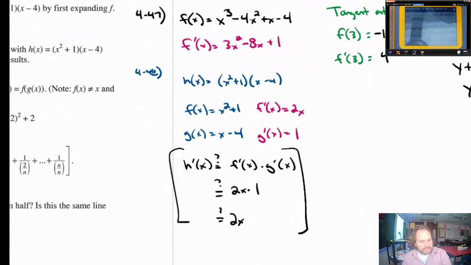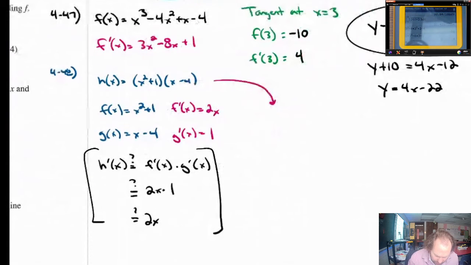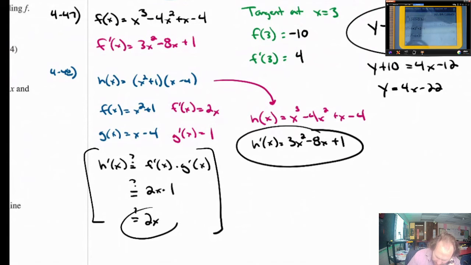Now let's actually calculate h prime by doing it properly, moving it over here and expanding it out. The original h of x would be x to the third minus 4x squared plus x minus 4. Oh, it's the same problem from before. Cool. That's probably on purpose, textbook writers. And that means that h prime of x is the same derivative from before too: 3x squared minus 8x plus 1, which you'll notice is nothing like what we got down here.